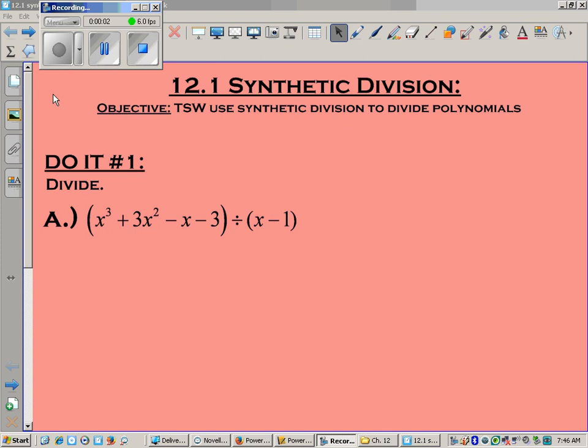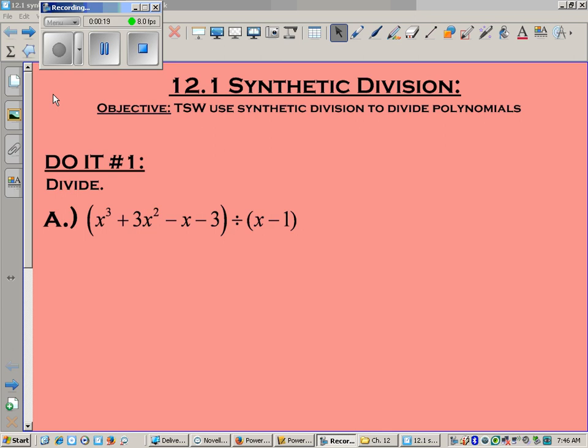Okay, today we're going to talk about synthetic division. Back in, I don't remember what chapter, I think chapter 5, we did dividing polynomials, and we did it the long way, where we had to do our long division. Okay? Today we're going to use another method of dividing polynomials.